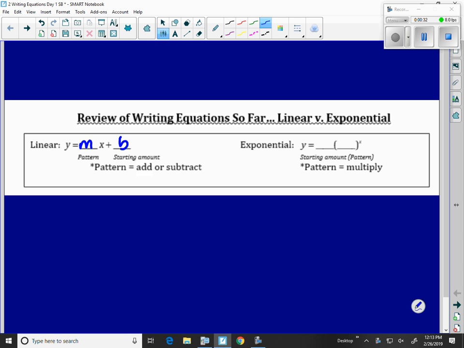Does anybody remember what an exponential looks like? The general form of an exponential. Something times something to the x. There is a b. A times b to the x. Great job, guys. So our starting amount is a. That's like the y-intercept. Same thing over here, the starting amount is b. And then our rate or our pattern is on the inside, whereas the rate here is our slope.